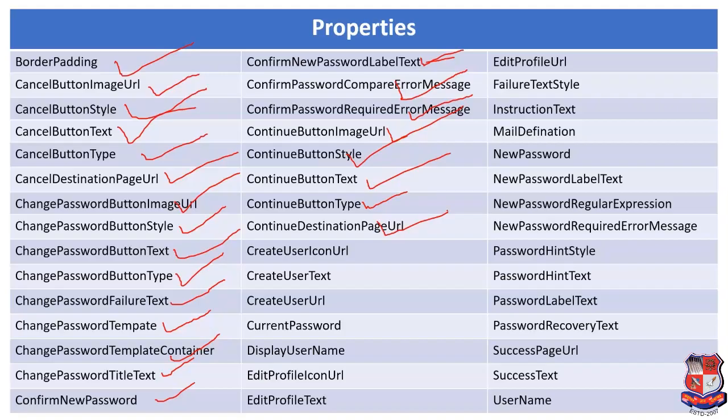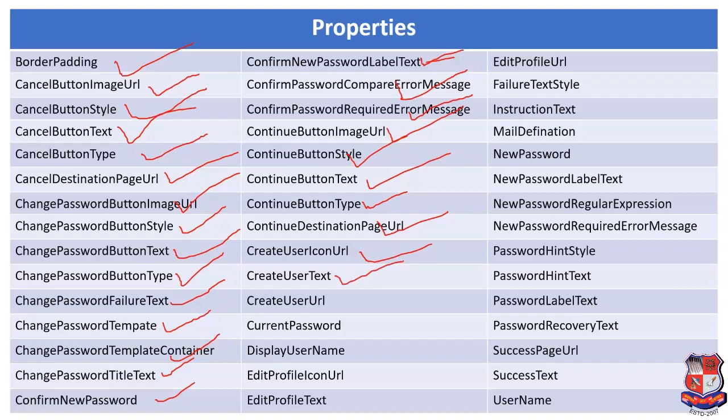Next is continue destination page URL. It is used to set or get the URL of the page that the user will see after clicking the continue button on the success view. Next is create user icon URL. It is used to set or get the URL of the image that contains the create user wizard control of the website.